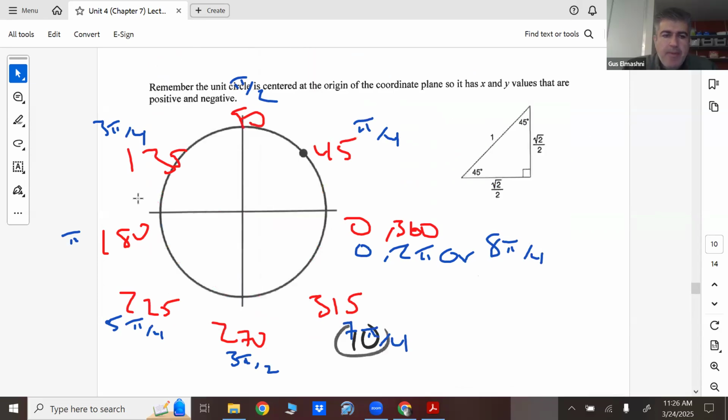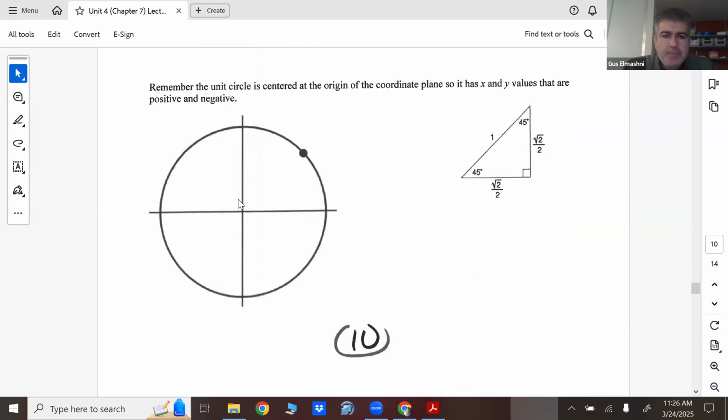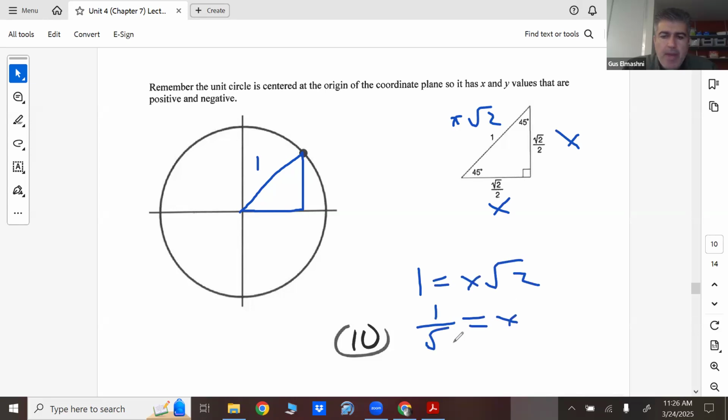Now, if I draw a 45-45-90 triangle, remember the radius is 1. And the ratio goes as x, x, and x root 2. So if 1 equals x root 2, then of course x is 1 over root 2, which we rationalize. If you rationalize the denominator by multiplying top and bottom by root 2, you get root 2 over 2. Because you get root 2 over root 4, which is root 2 over 2. So if that's root 2 over 2, and that's root 2 over 2, and that's 45 degrees, then cosine 45 degrees is going to be root 2 over 2. That's just the x coordinate.